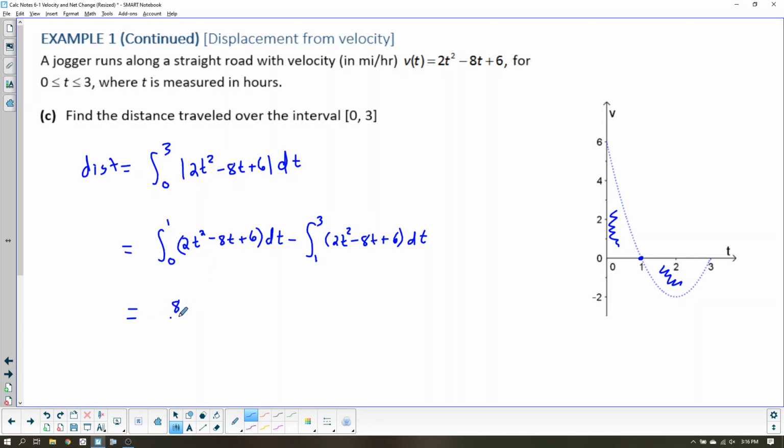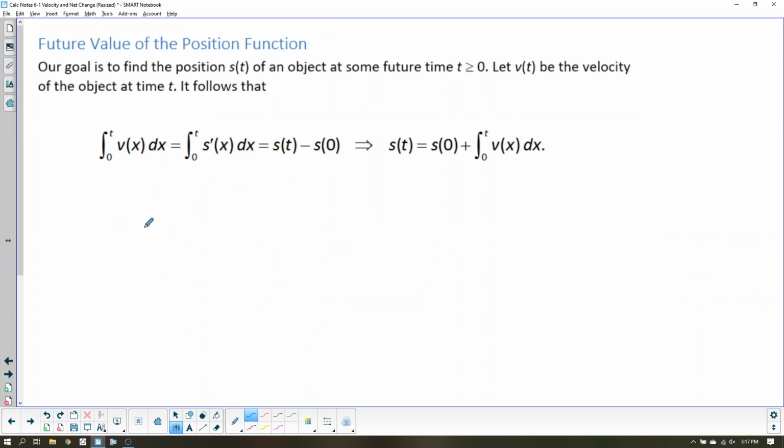So we already found these, though. This was 8/3 minus that one was negative 8/3. So as we said, the negatives cancel, so we get 16/3 miles. So this is the general process for finding distance. If you have to do it by hand, you set velocity equal to 0, and that tells you where to break up your integral. You integrate each piece. If it's already above the x-axis, then you just integrate it. If it's below, you put a minus in front of it. All right, let's move on.